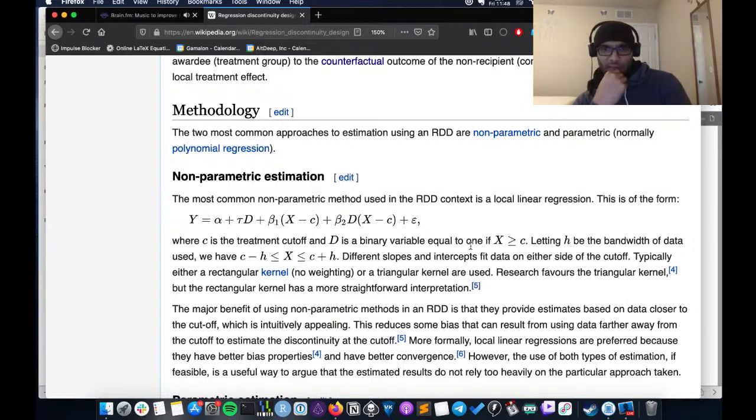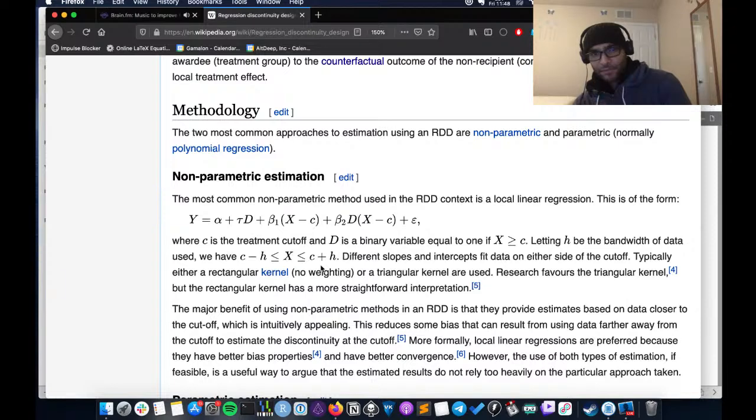Letting H be the bandwidth of the data used, we have C minus H is less than x is less than C plus H. So that's, I guess, how close to the cutoff we want to be, maybe. Different slopes and intercepts fit data on either side of this cutoff. Typically either a rectangular kernel or a triangular kernel is used. Research favors the triangular kernel.